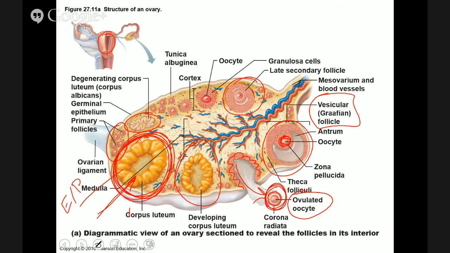However, if no implantation takes place, there's no feedback back to the corpus luteum, and so it starts to degenerate. Once it starts to degenerate, the estrogen and progesterone levels fall, and those levels falling is what initiates the menstrual phase of the uterine cycle, which we commonly say is when the woman will have her period. All right?